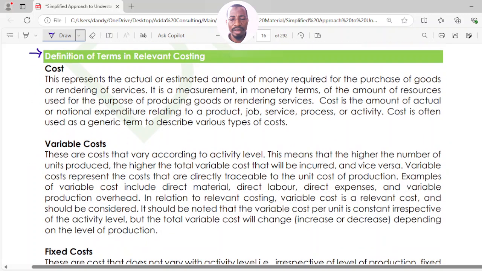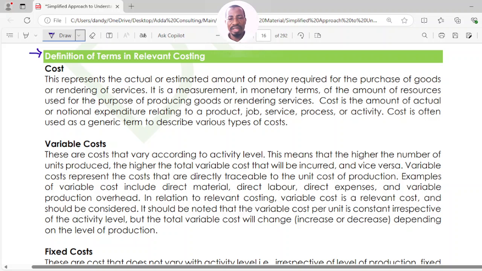Therefore, what do you mean by variable cost? Variable costs are costs that vary according to the activity level. Any cost that will change in relation to activity level is a variable cost. So the higher the number of units produced, the higher the variable cost that will be incurred. However, the variable cost per unit is constant; it will not change.